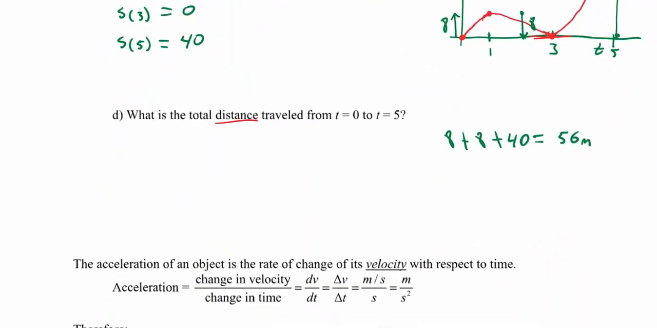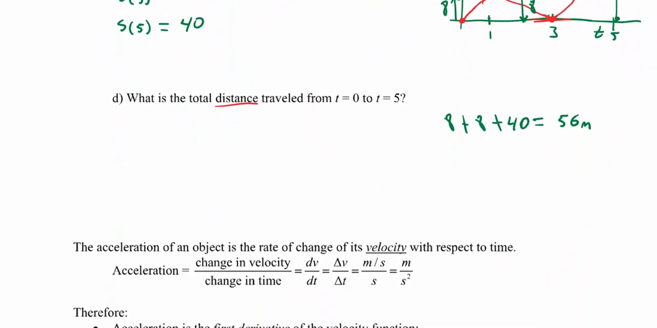Now, if you didn't have the graph and wanted a bit more mathy approach, we could do these in sections, right? Where we could say from a time equal to 0 to a time of 1, it would really be the absolute value of s of 1 minus s of 0. I'll explain what this means in a second. Okay? Which would be equal to the absolute value of 8 minus 0, which is equal to 8.